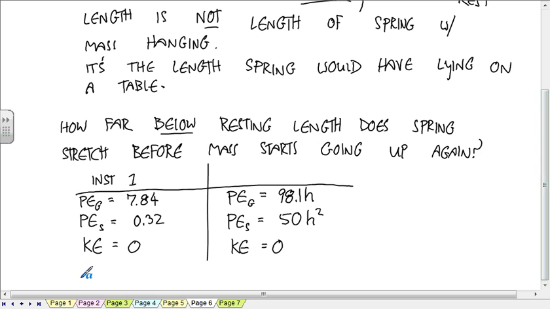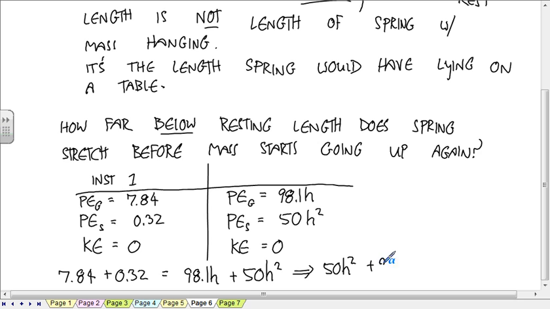So conservation of energy says 7.84 plus 0.32 is equal to 98.1 H plus 50 H squared. And you can write that as 50 H squared plus 98.1 H minus 8.16 is equal to 0. And what do you get for H? Negative 2.8404.